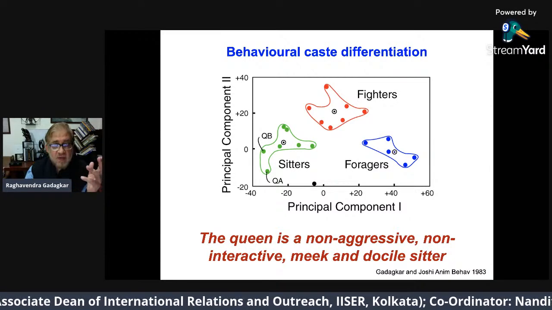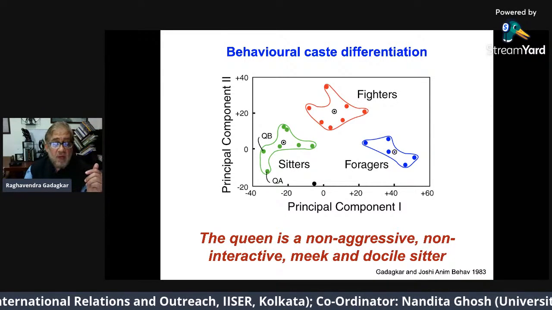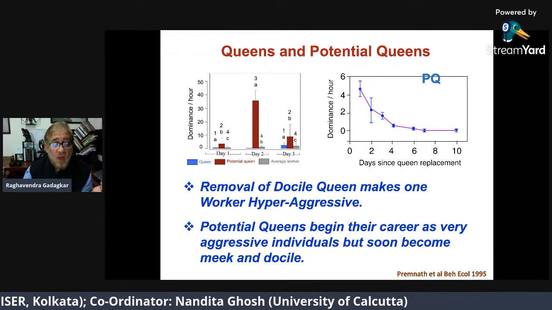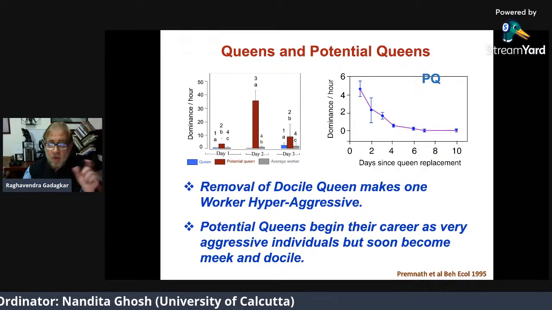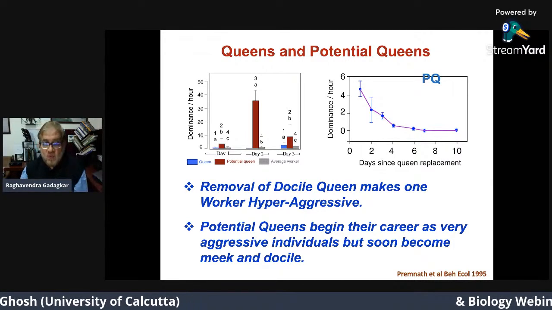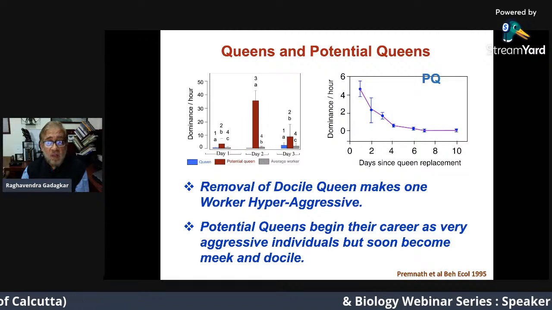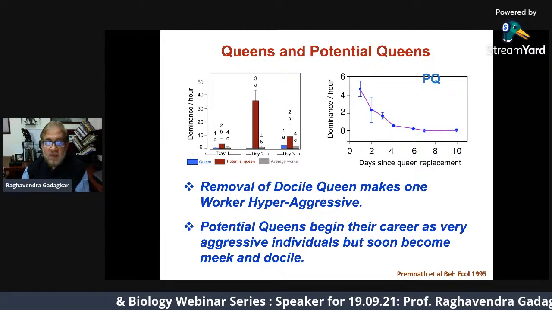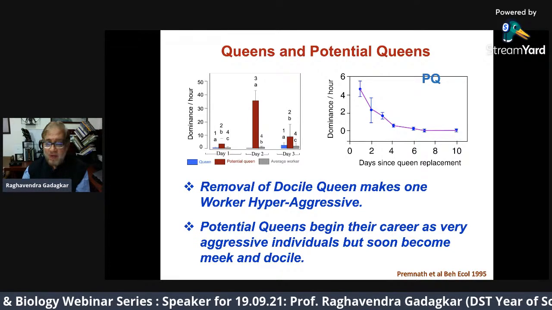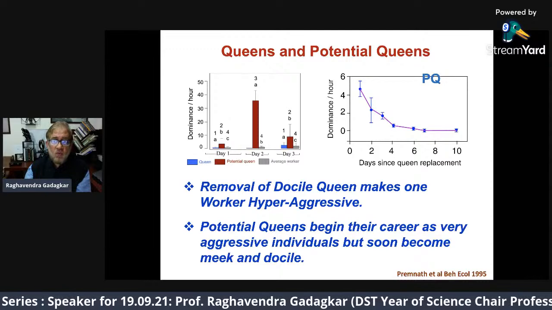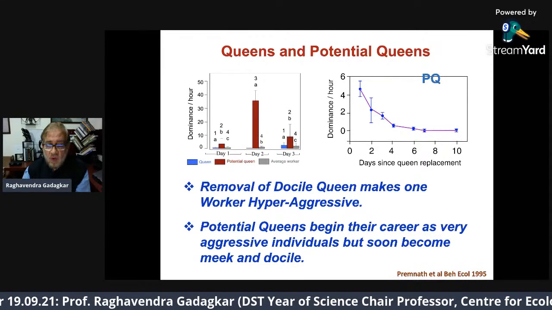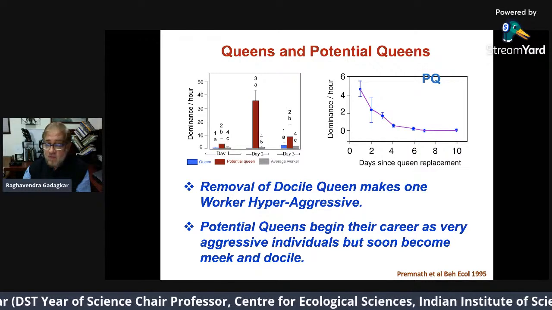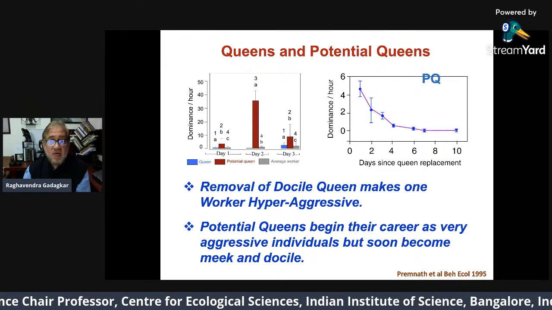And in order to understand this, we did experiments where we removed the queen to see what would happen. And we found, to our great surprise, that if you remove the queen, one of the workers becomes extremely aggressive, but only for a short while, and she will become the next queen. And if you don't return the queen, very quickly she will also lose her aggression, and in about a week or 10 days, she will become a typical meek and docile queen. So new queens start this way. Removal of the docile queen makes one worker hyper-aggressive, and this potential queen begins her career in a very aggressive way, but quickly becomes meek and docile when she starts laying eggs.